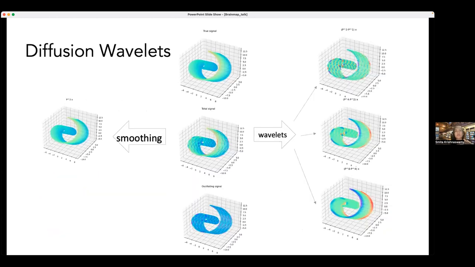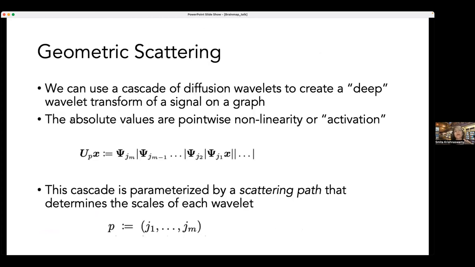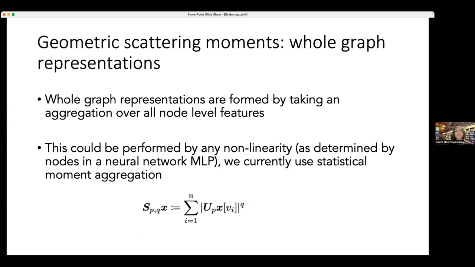So we took these diffusion wavelets, and what these diffusion wavelets do is if you have an overall signal right here, which is a composite of maybe a slow moving signal and an oscillating signal, the wavelets can isolate different frequencies of the signal, whereas just the diffusion sort of smooths it. So what we do is we take the signal and we alternate wavelets with this kind of modulus nonlinearity, and it could be a ReLU. We've recently used ReLU here. And this creates what's called a scattering path. And this kind of scattering path can capture a lot of different information about the signals.